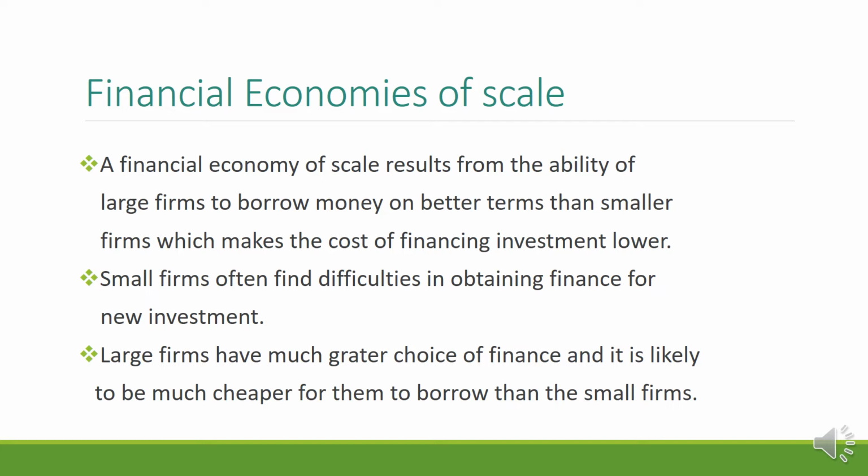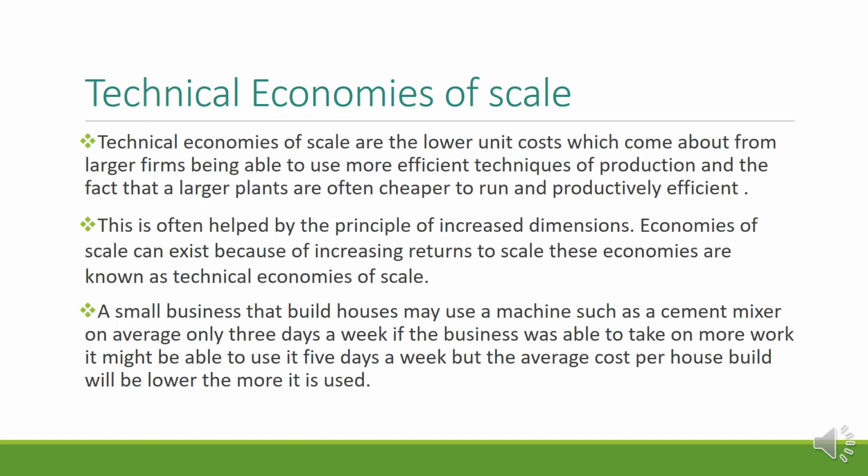That is an example of financial economies of scale. Is it clear? Then next is technical economies of scale. It is actually a little bit simple thing. We can say that technical economies of scale are lower unit costs which come about from larger firms being able to use more efficient techniques of production, and the fact that larger plants are often cheaper to run and productively efficient.